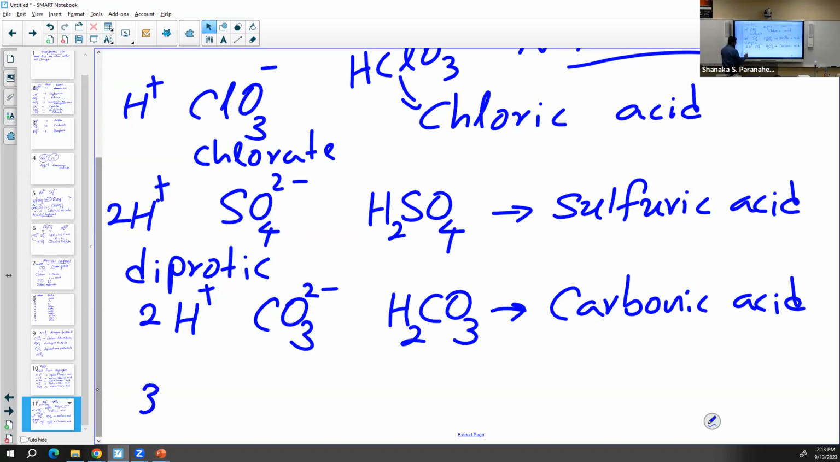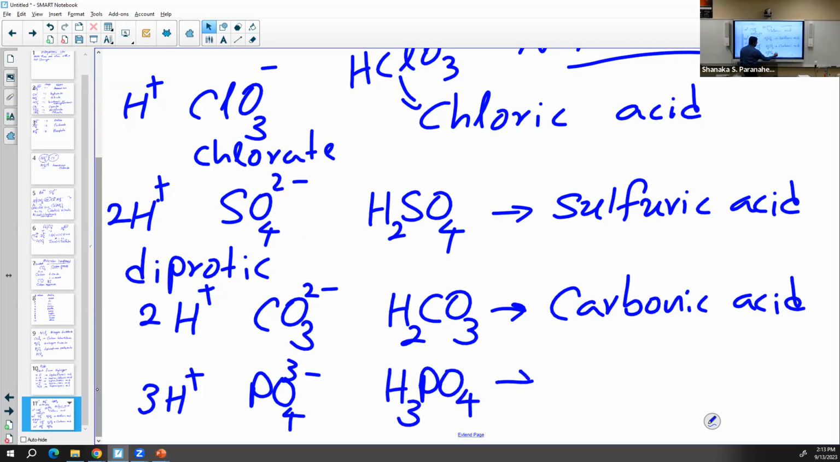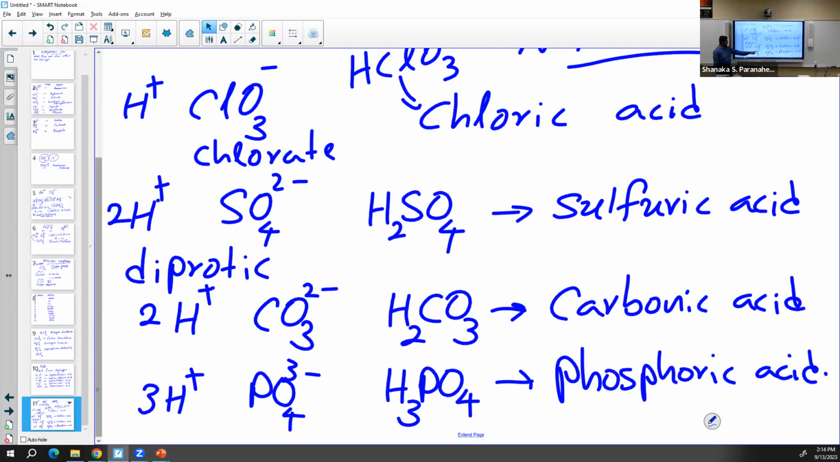Last one, we need 3H plus to neutralize phosphate. So it's going to be H3PO4. Phosphate transforms into phosphoric acid. Since it's 3H plus, it's called triprotic. Protons are the same as H plus, so that's why it's called protic. Triprotic means 3H plus in the acid. I think there are 10 acids. So those are the 10 acids that you need to study.